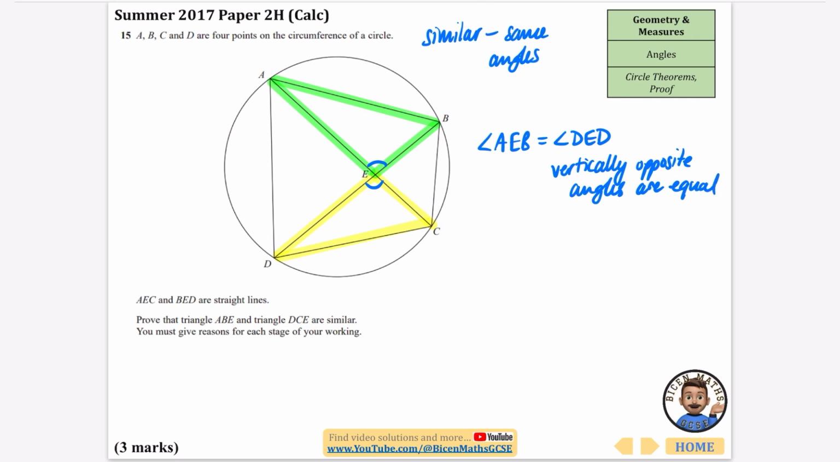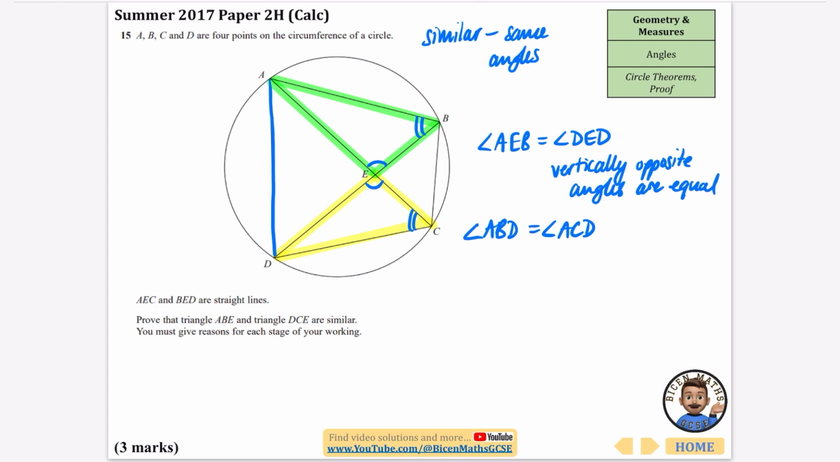Now what I want to try and do is prove that this angle at the top is going to be the same as this one. And the reason that they're the same is because of the angles in the same segment. If you draw that line, you've got kind of this triangle and this triangle. So it's the angles in the same segment. So I'm now going to write down that angle ABD is equal to angle ACD.